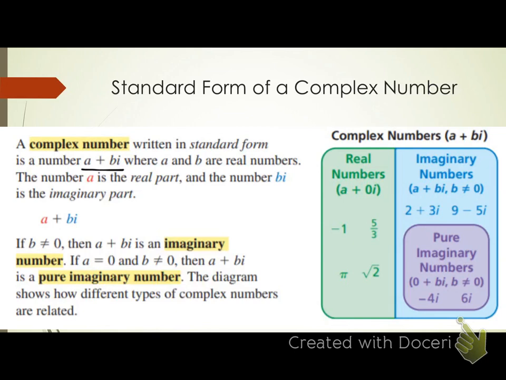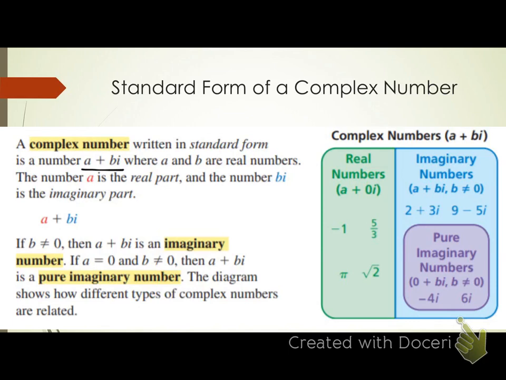The diagram over here shows how different types of complex numbers are related. My real numbers will be of the form a plus 0i. There's no imaginary part to it, so they're just wholly real numbers. So a plus 0i would be numbers like negative 1, 5/3, pi, square root of 2. They have no imaginary part, so they're just real numbers. Imaginary numbers are numbers like 2 plus 3i, or 9 minus 5i. They have a real part and an imaginary part.